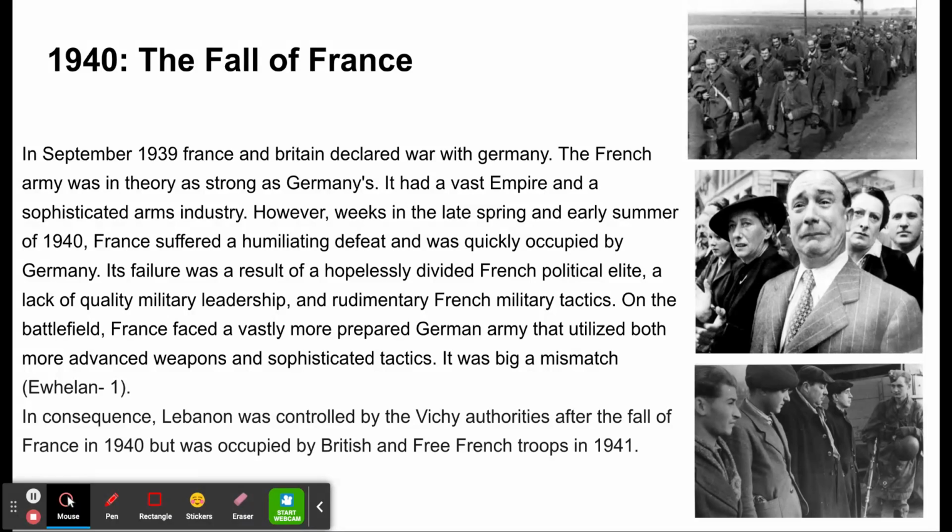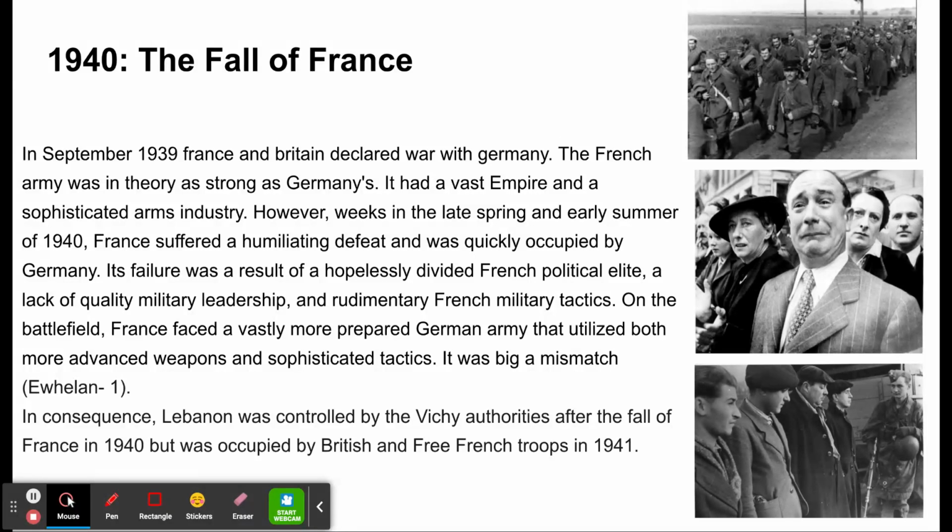However, within weeks in the late spring and early summer of 1940, France suffered a humiliating defeat and was quickly occupied by Germany. Its failure was a result of a hopelessly divided French political elite, a lack of quality military leadership, and rudimentary French military tactics. On the battlefield, France faced a vastly more prepared German army that utilized both more advanced weapons and sophisticated tactics. It was a big mismatch.